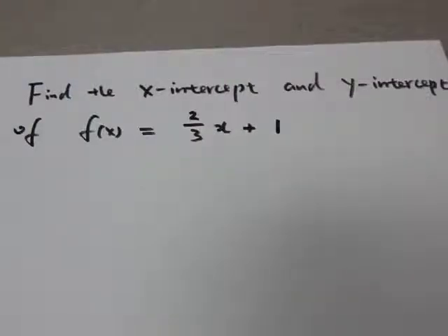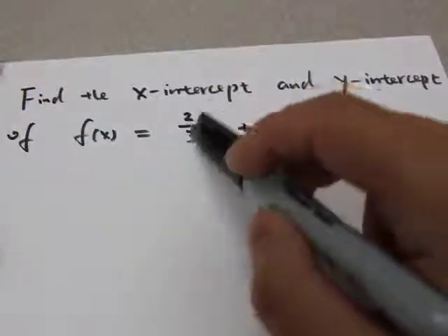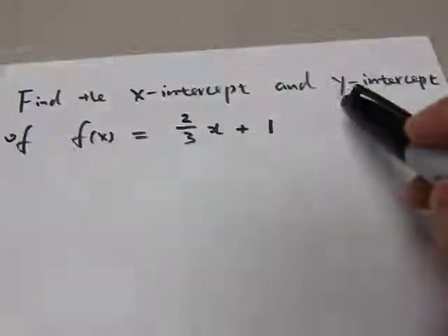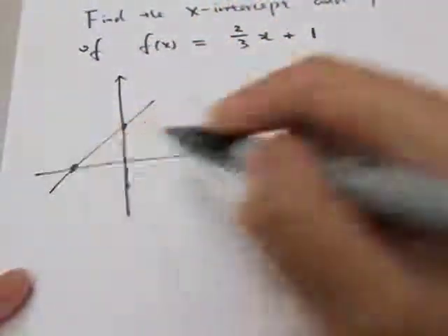Okay, in this example, we are given this linear function f(x) equals 2/3 x plus 1, and we want to find the x-intercept and the y-intercept of this function. In our previous videos, we said the x-intercept and the y-intercept are 2 points. The point where the graph intersects with the x-axis is called the x-intercept. So this point is the x-intercept.